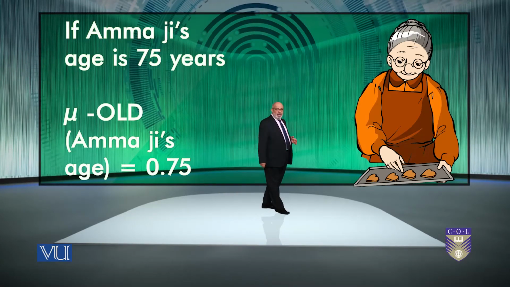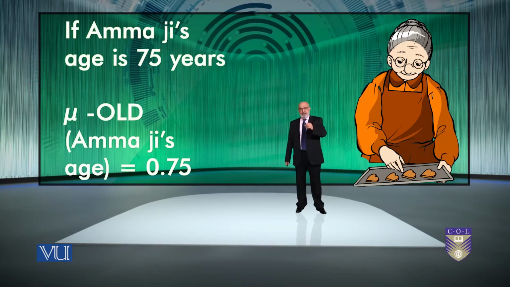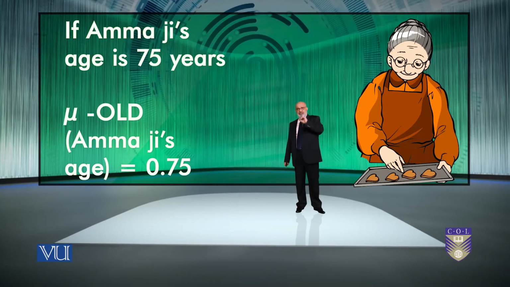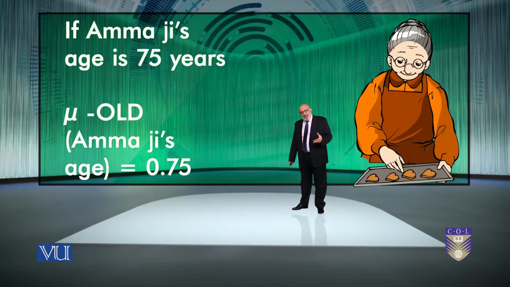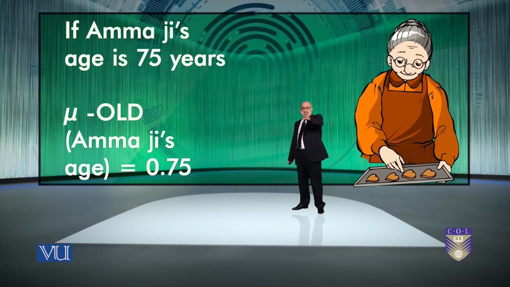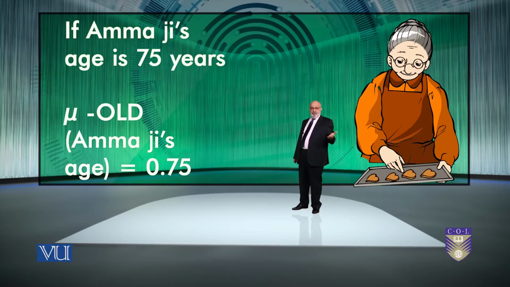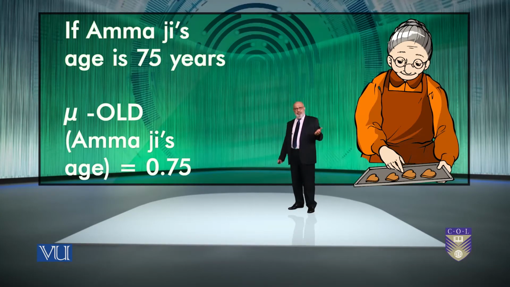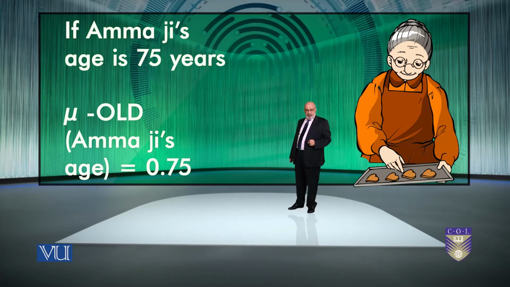So if the age is 75 years, then our mu old membership function, given this value of 75, might return a value of 0.75. That's a membership number. Don't confuse the 75 with the 0.75. We could have, instead of 0.75, just as an example, 0.81 or 0.82 or 0.74.